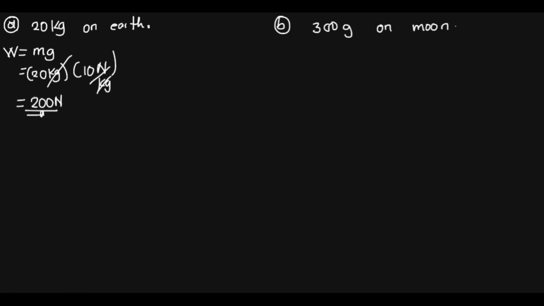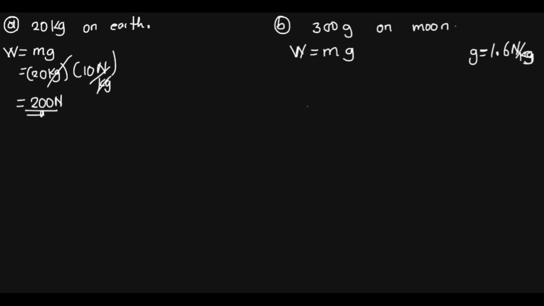So we can see that the calculation of weight involving mass is very simple. You just multiply the mass times the gravity. Now let's look at this one. So mass times gravity. Now we know that gravity on moon is about 1.6. So this is not the exact number.